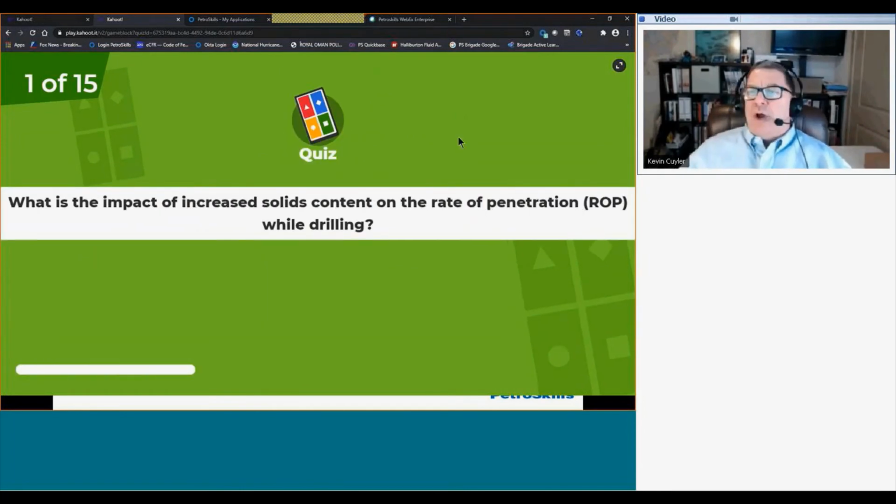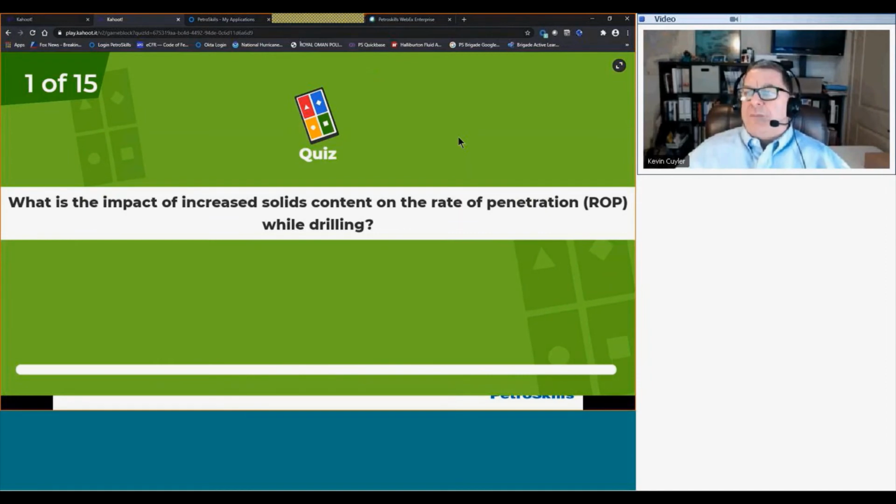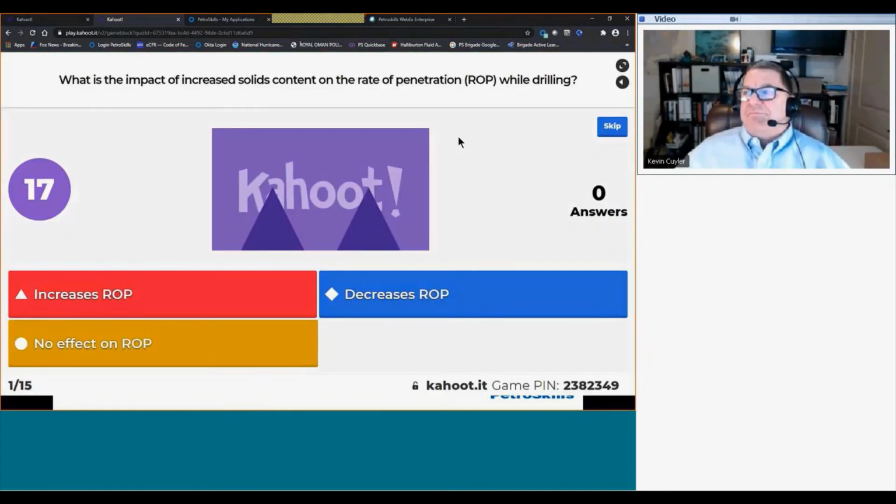Question number 1: What is the impact of increased solids content on the rate of penetration while drilling? You got to be fast. We're going to move through this pretty quick. What is the impact of increased solids content on the rate of penetration while drilling?